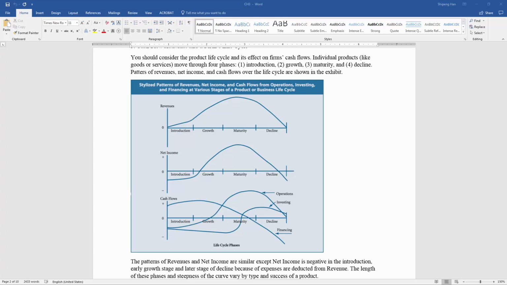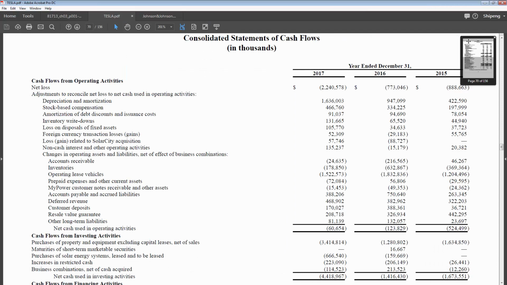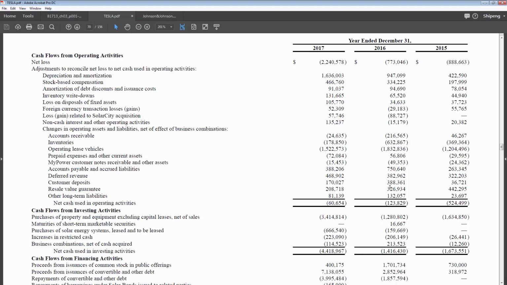So let's take a look at a company, Tesla. Tesla, we know, was founded in 2003. It's actually a very young company, so it must be in the early stage, introduction or early growth stage. And we can look at Tesla Motors' operating cash flow for the past three years, from 15 to 17. We observe the net cash flow from operating activities is all negative.